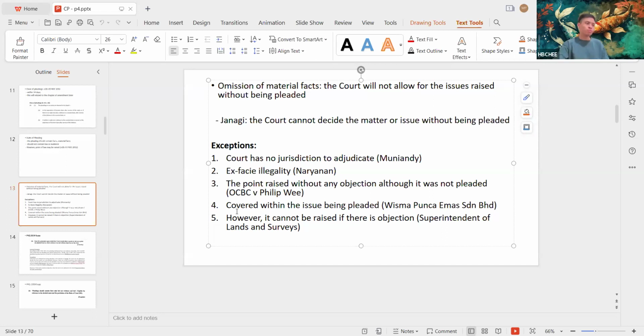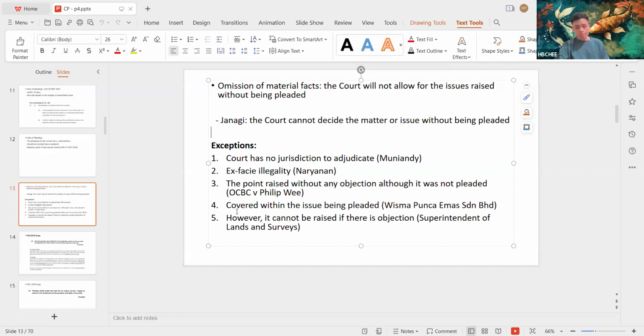Actually, this is what happens in court, because sometimes lawyers forget to put something in the pleadings. But in the trial, when the opponent counsel is sharp enough, they will stand up and say, Bantahan, Yang Arif, this is not covered in the pleading. When the judge allows the objection, the question will not be allowed in cross-examination or in examination in chief.